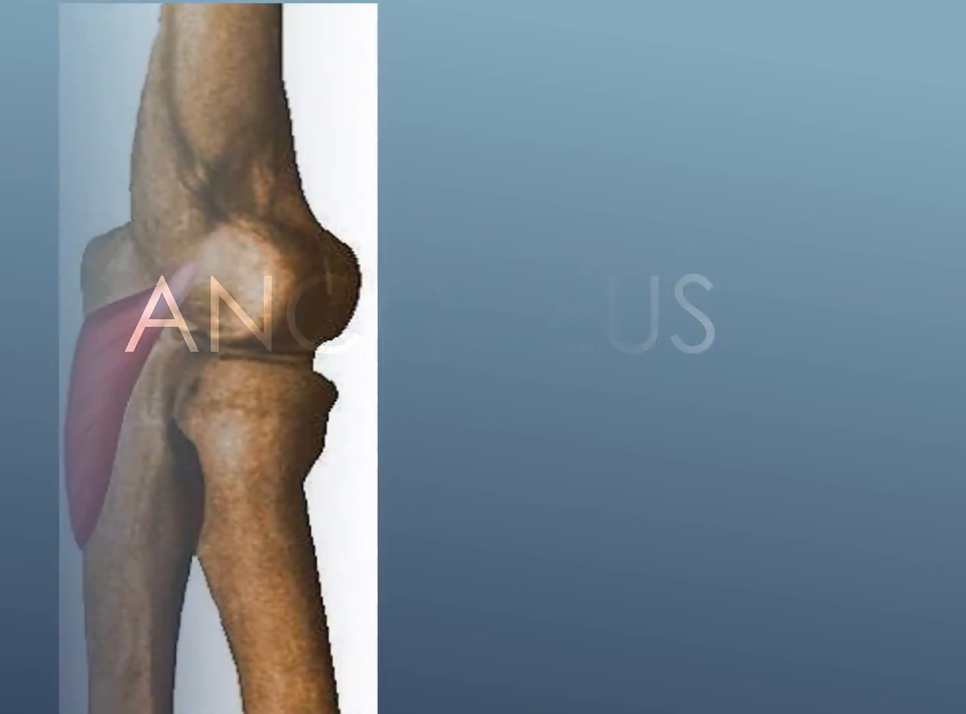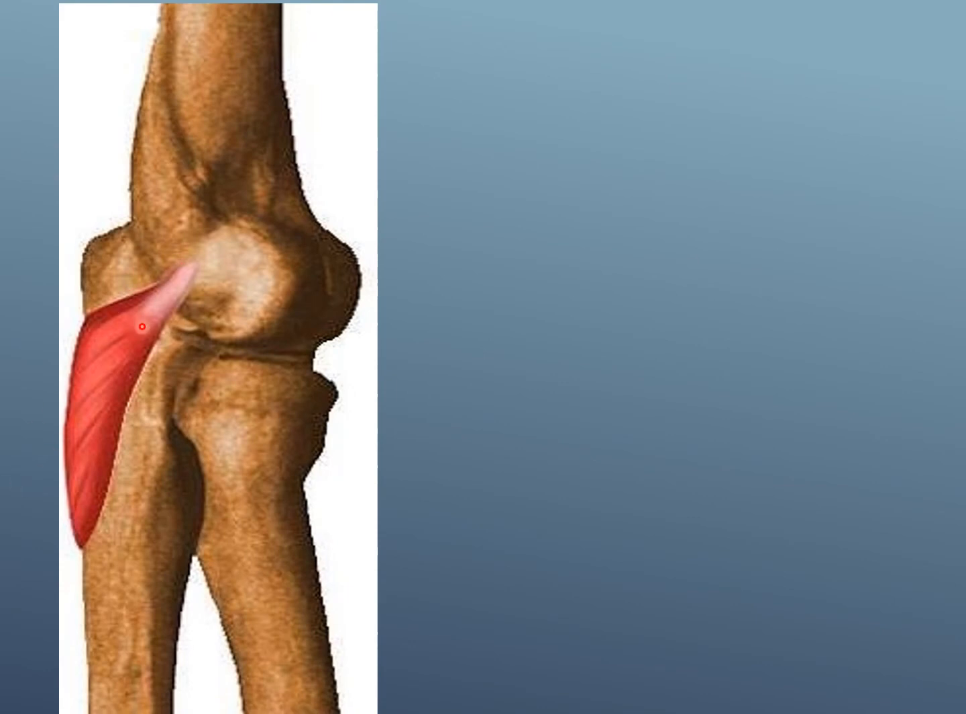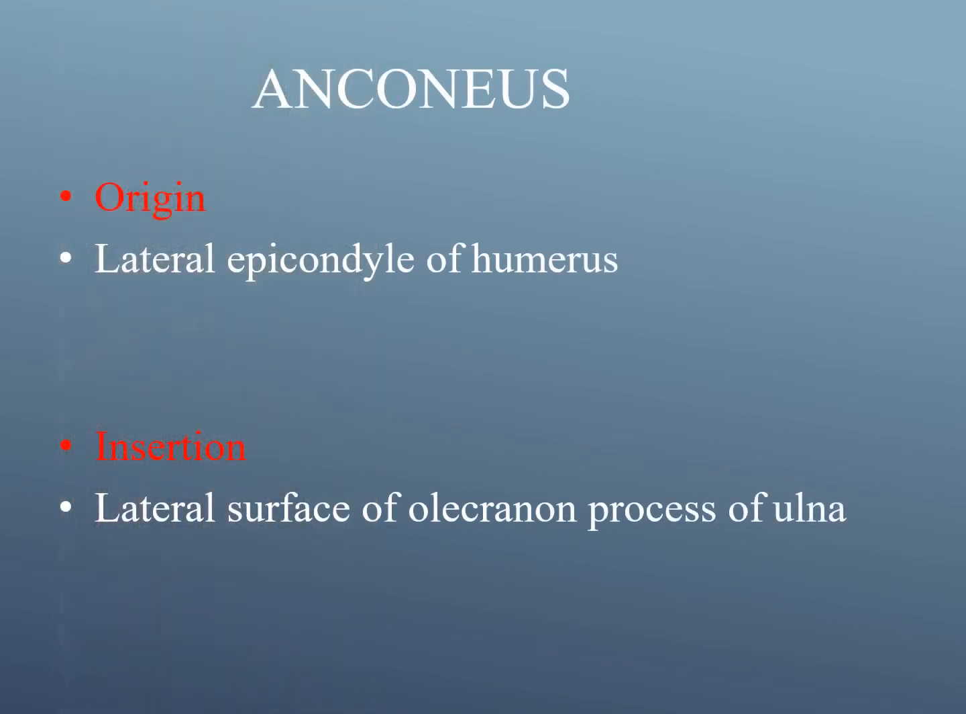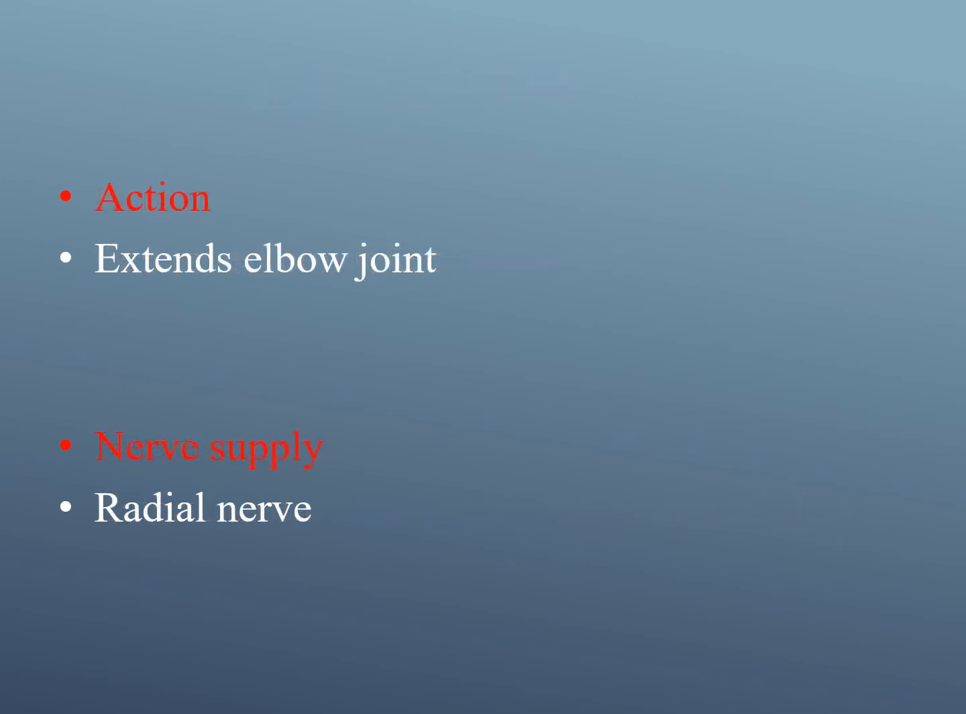Anconeus. It originates from the lateral epicondyle of the humerus and it is inserted on the lateral surface of olecranon process of ulna. You know the ulna has two processes, olecranon and the coronoid. So anconeus is inserted on the lateral aspect of the olecranon process of ulna. Action: it extends the elbow joint and nerve.